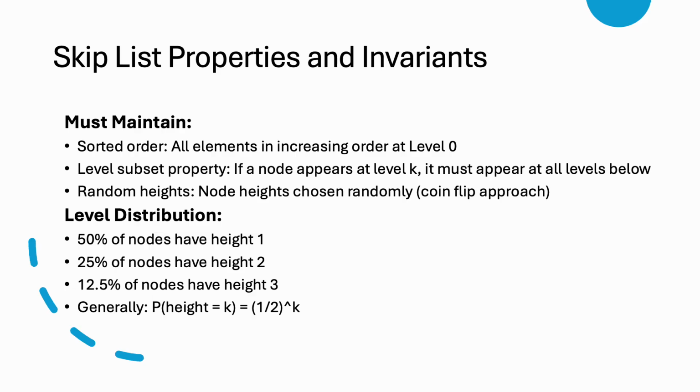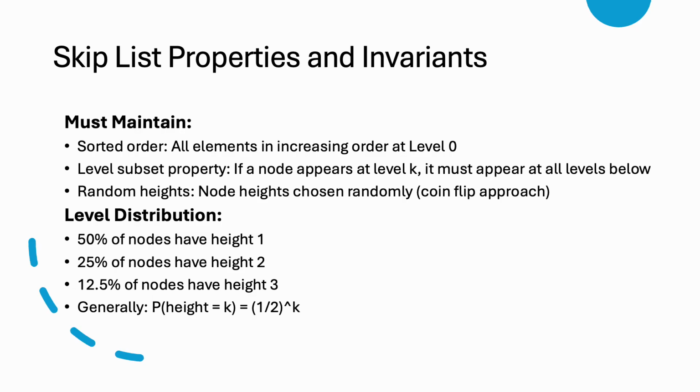List properties. To maintain a valid skip list, we must preserve certain properties. The first one is the sorted order. Elements at level 0 must be in increasing order. That is fundamental. The second one is the level subset property. If a node appears at level k, it must appear at all levels below k. If a node exists at level 3, it must exist in levels 2, 1, and 0. We'll see this when we do the animation; I'll show you these examples there.